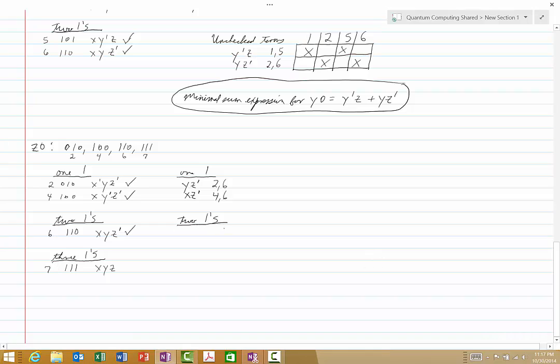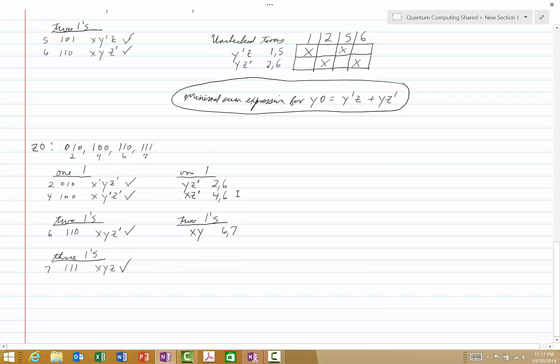So we'll go ahead and put down here 6 and 7. We expect them to combine. Notice they differ only in the z position, so that drops out, and we're left with xy. And 6 already has a check by it. Now 7 gets a check.